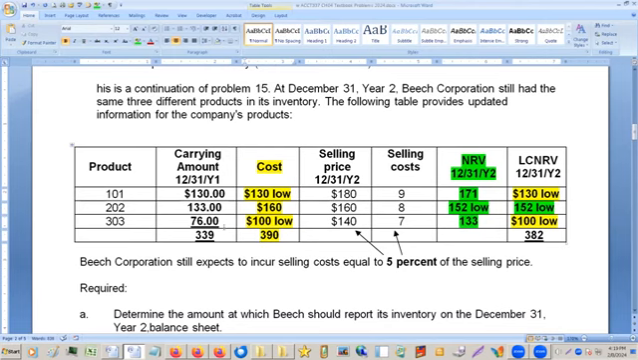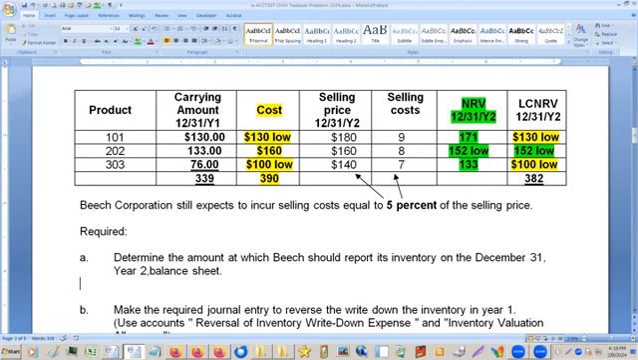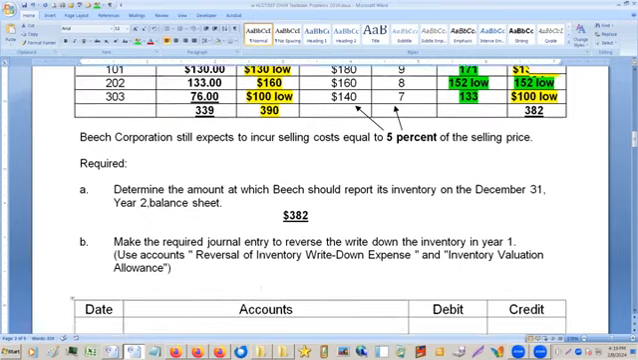Now, we've written down the amount which we should put in our inventory. 382. So 382 is what we should have for our inventory. Now what we have to do is make the reversal.